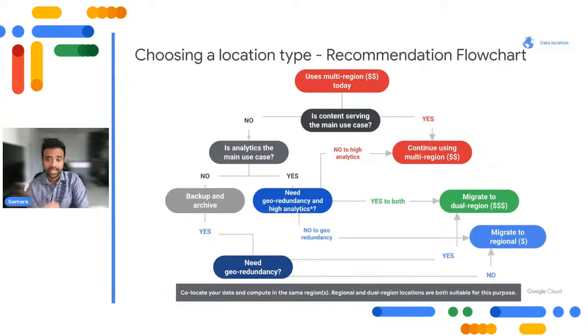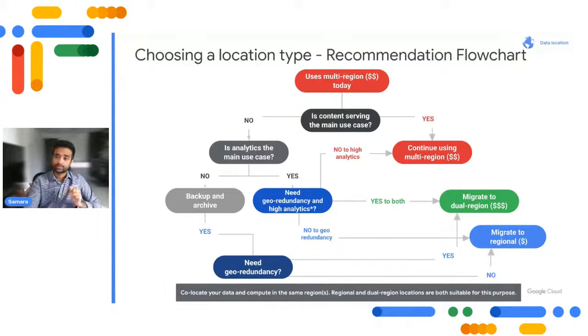And one last thing to remember, always remember to co-locate your storage with your compute resources, because if your compute resources and storage are in the same region, you can significantly optimize costs in terms of the egress charges. So that's the recommendation flowchart. Keep this in mind when you are choosing the location types for your data. Keep this handy, and this will definitely help you pick the right location type for your data.